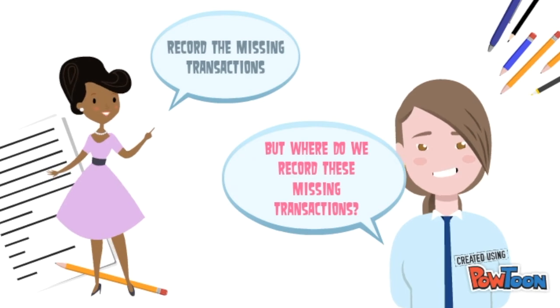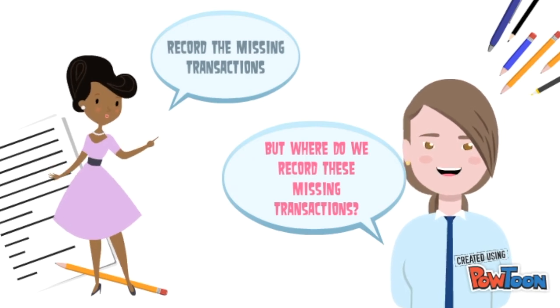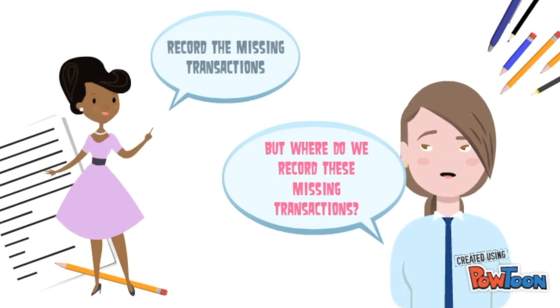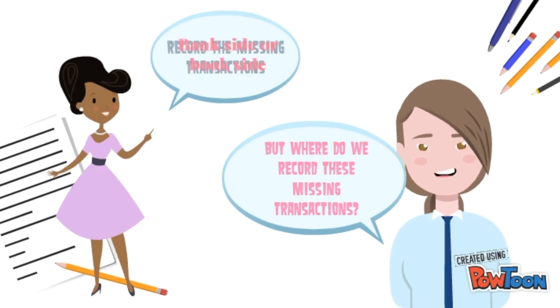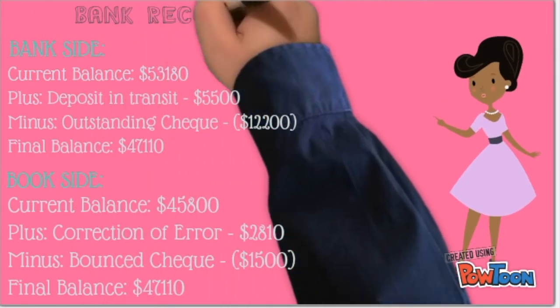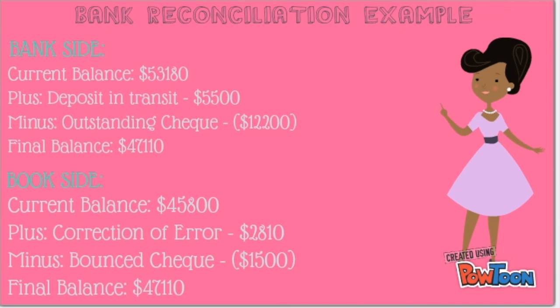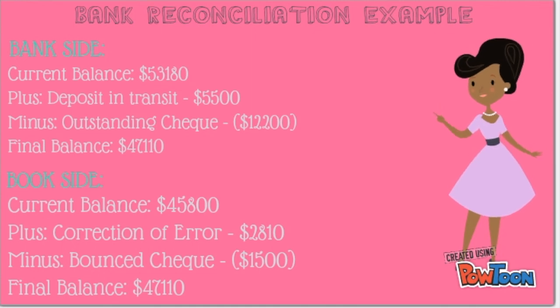But where are we going to record these missing transactions? This is where the bank reconciliation comes in. There are two sides of a bank reconciliation, the bank side and the book side. All the transactions on the bank statement and not on the books need to be added or subtracted from the cash ledger's final or current balance. This is done on the book side and will form a new final balance.